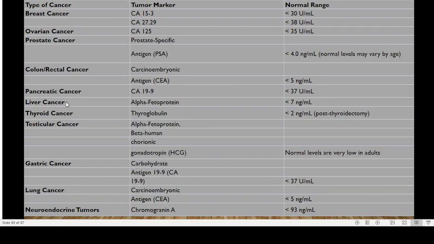Also have the liver cancer. We could measure the alpha-fetoprotein, and it should be less than 7. Also, for the testicular cancer, alpha-fetoprotein, we have it here. So we have these different tumor markers for different types of cancers.